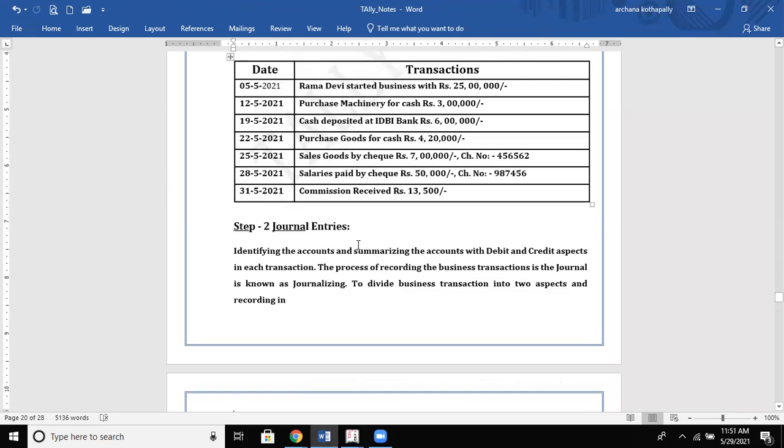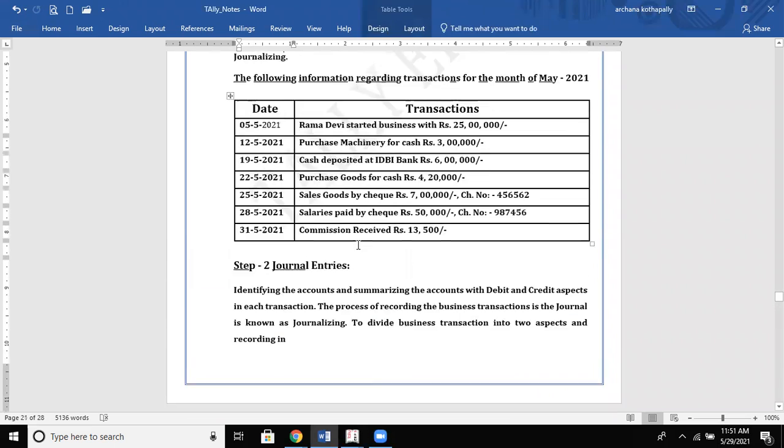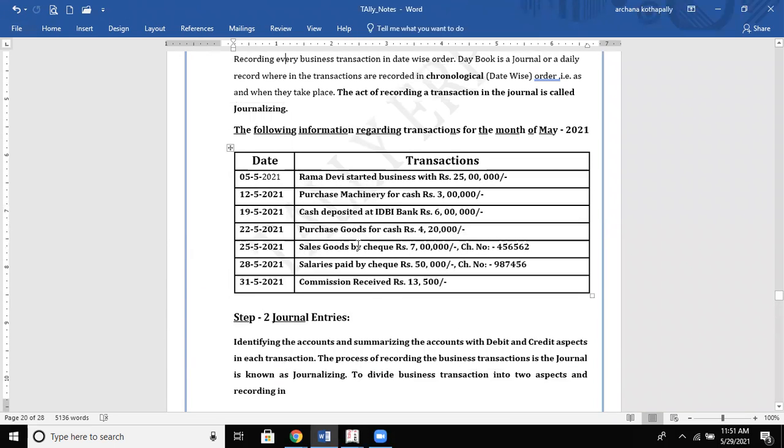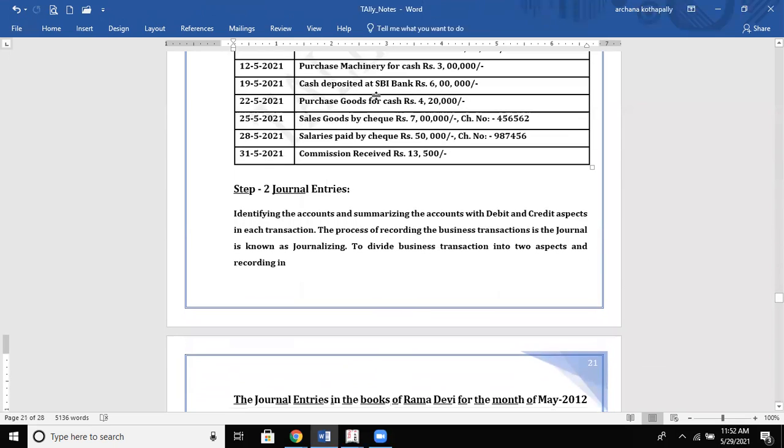Nothing but this, we can say it is our opening capital. Then on 12th May, she purchased a machinery for cash and it is of 3 lakh worth. And on 19th, she deposited into the IDBI bank. So let's say here, let's say SBI bank, 6 lakh worth. Then on 22nd May, she purchased goods for cash 4.2.